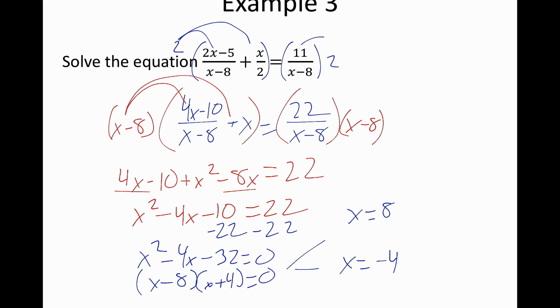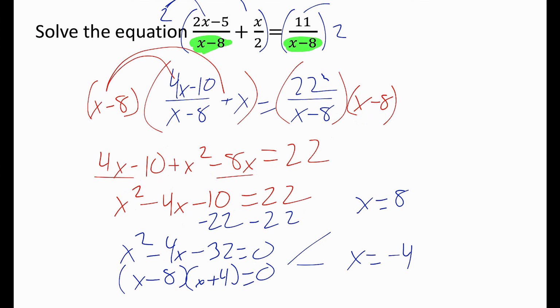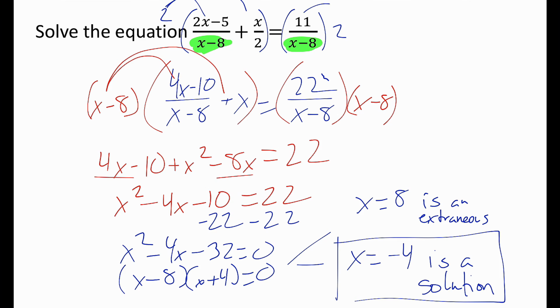But wait, we probably should address this right when we first do it. In fact, I sometimes do this intentionally, but now I'm like, oh, crud, I wish I'd paid attention. Looking at our original denominators, x minus 8, if we plug in 8, we get 0 in our denominator. We can't have that. So we're going to say x equals 8 is an extraneous solution, but x equals negative 4 is a solution. So this one only has one true solution, and x equals 8 is an extraneous solution.